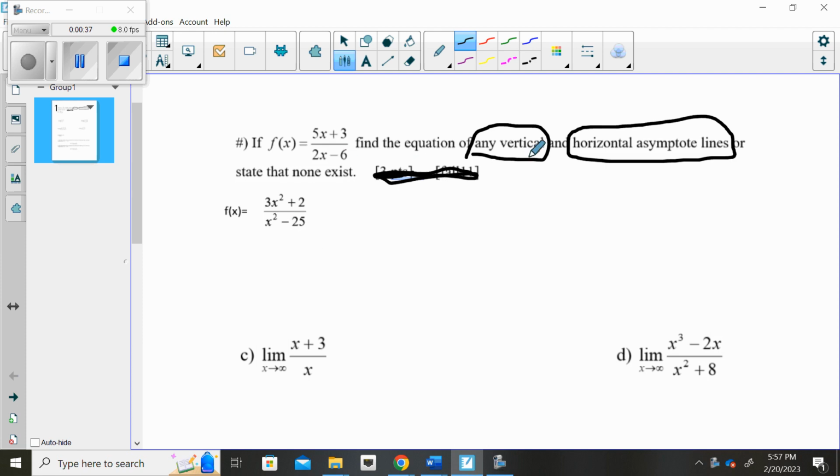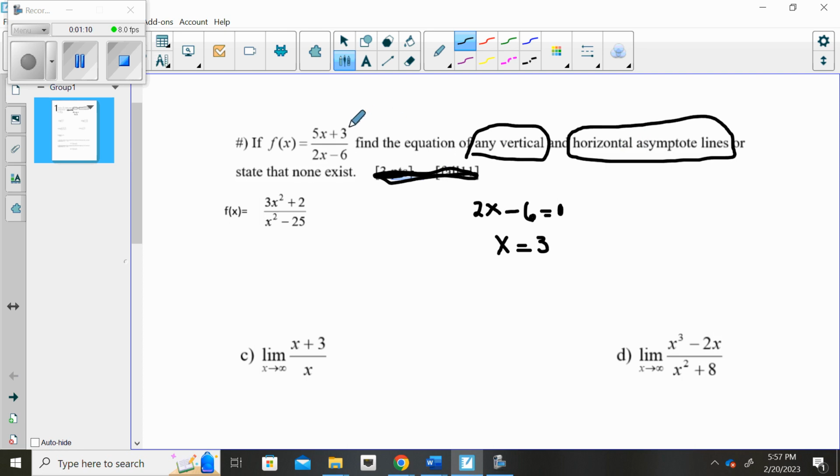So vertical asymptote lines, we set the denominator equal to 0. Remember that when the denominator is 0, as long as there's not the same factor up in the numerator, which in this case there isn't, then this is a vertical asymptote line and not a hole. And make sure you give it as an equation. Asymptote lines have an equation, so it needs to be an x equals or a y equals.